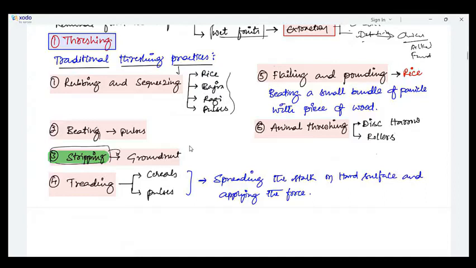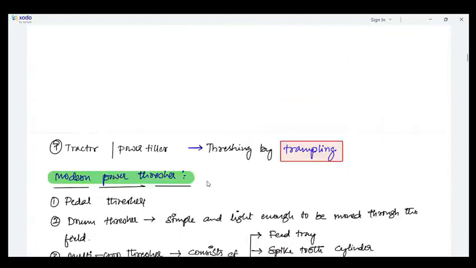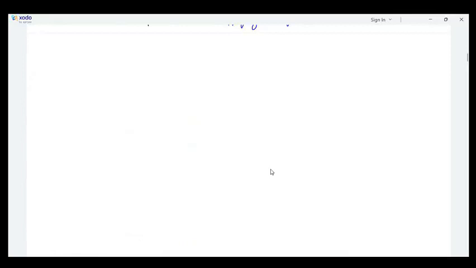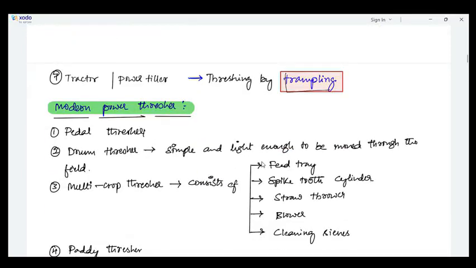There is another method called flailing and pounding, followed in rice. It's nothing but beating the panicles, which are bundled and tied with a rope, with a piece of wood. This is what flailing and pounding means. Also, we have animal threshing, which I hope you already know. Next, we have the tractor or power tiller, where threshing can be done by trampling, meaning applying pressure, with tractors, power tillers, or animals. Animals are used just to apply pressure on the ground, where all the harvest material is spread, and the trampling is done.